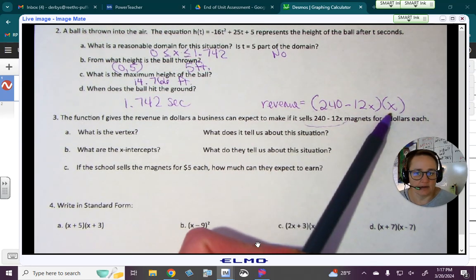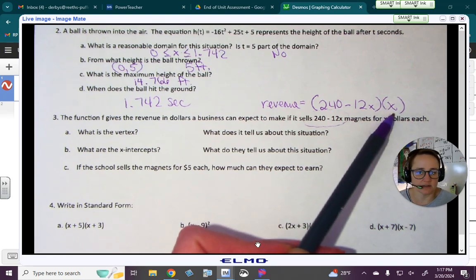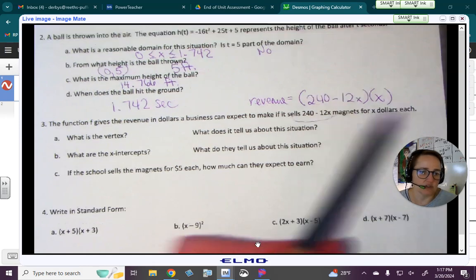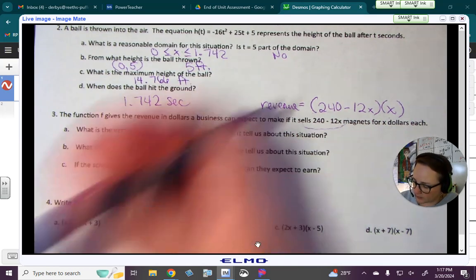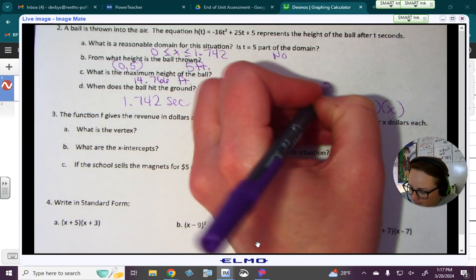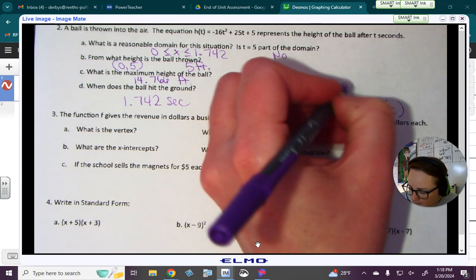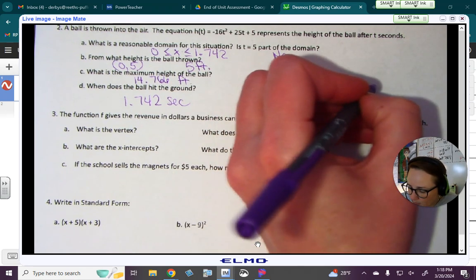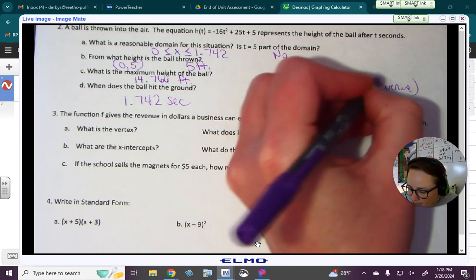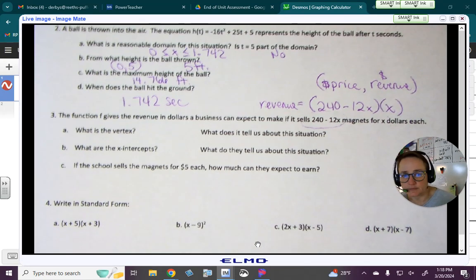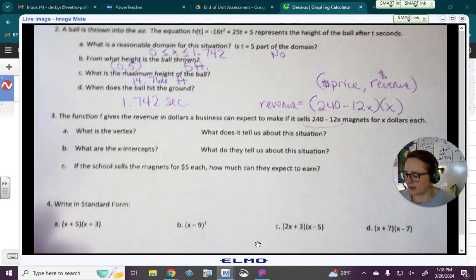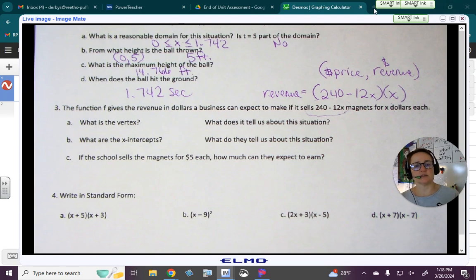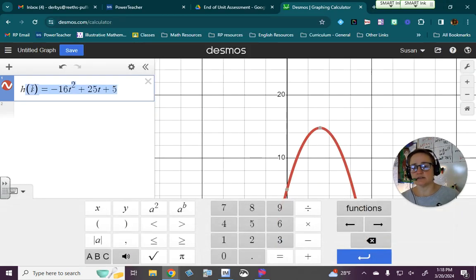So if I have 17 magnets, for example, and I sell them for $3 each, 17 times 3 would tell me how much revenue I can make. Okay, so this one is an input of dollars price per magnet, and output is revenue, how much money they can make. So function F gives us the revenue in dollars. It asks a lot of questions too, and my instructions told me I could use Desmos on numbers 1 through 3. So I'm going to go to Desmos and type in my equation like this.